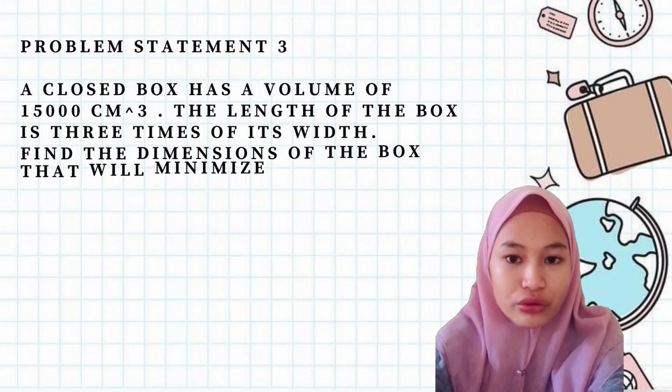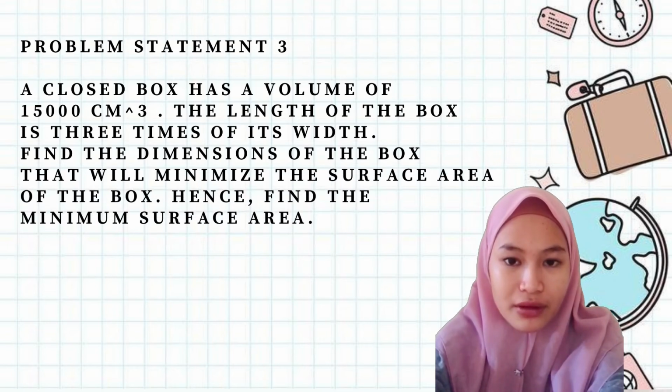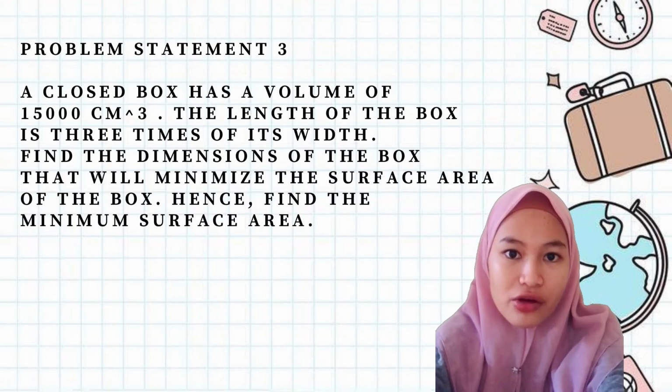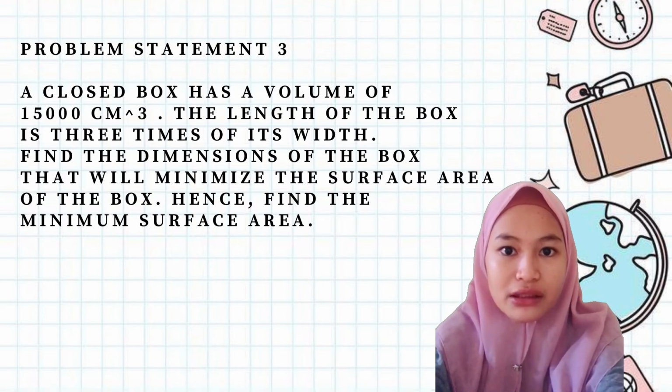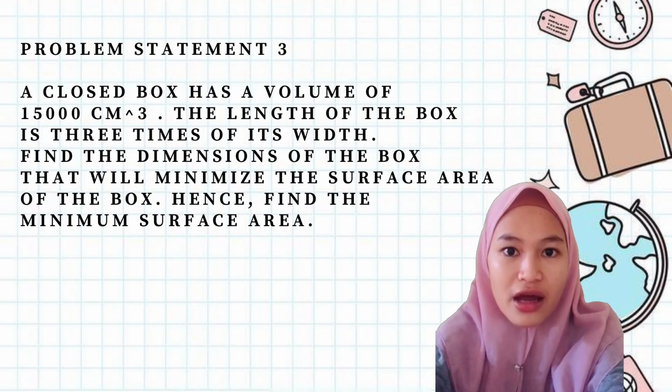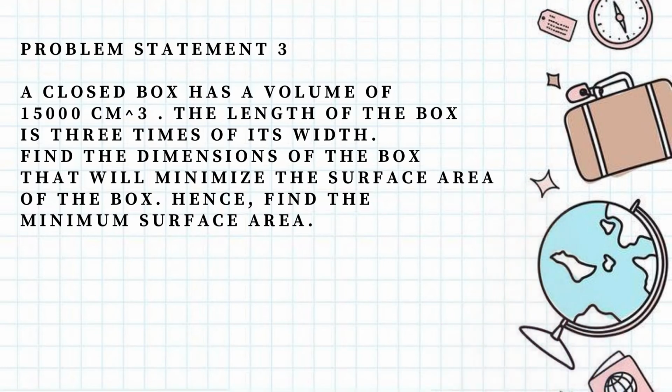Next, we move to question 3. A closed box has a volume of 15,000 cm3. The length of the box is 3 times its width. Find the dimension of the box that will minimize the surface area of the box. Hence, find the minimum surface area.